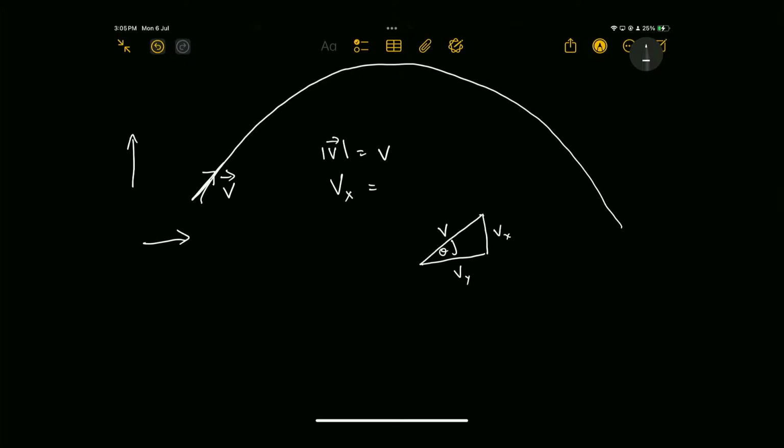The x component and the y component. So do you just want the formula? Yeah, just the formula for the x, in this case sine theta, and for the y, cos theta.